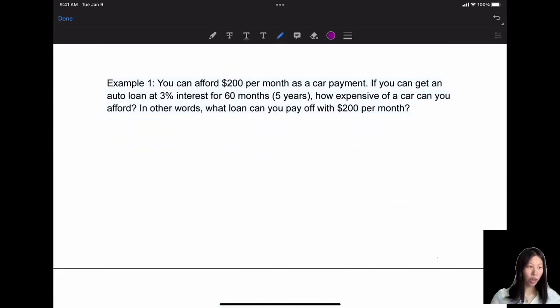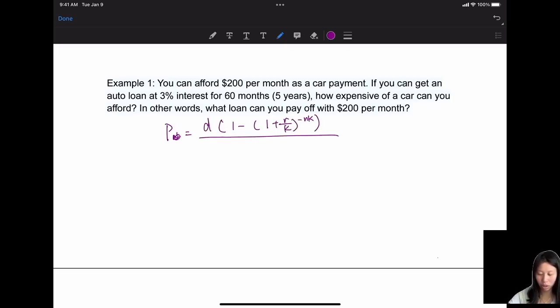Okay, say you can afford 200 per month as a car payment. If you can get an auto loan at 3% interest for 60 months, how expensive a car can you afford? In other words, what loan can you pay off with 200 a month? We just need to write down the formula first. P sub 0 equals D times 1 minus, and see if I can remember it this time. Last video, I still couldn't remember it, but this one I should be able to. Aha, I got it. Let me check. Oh, it's right.